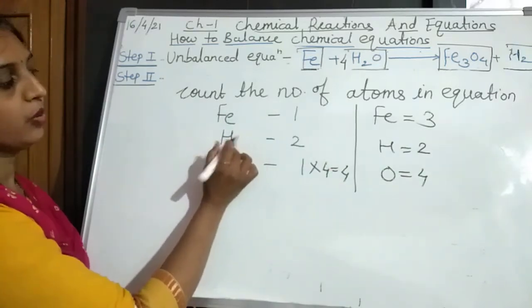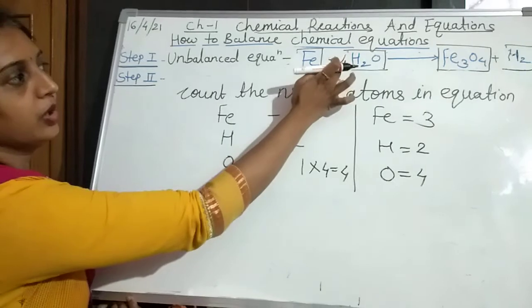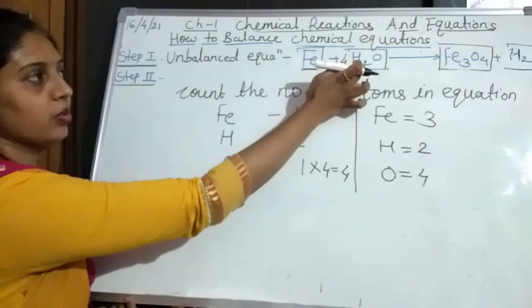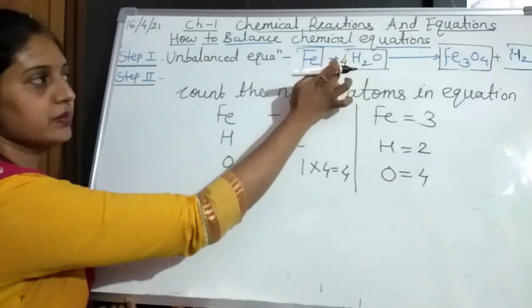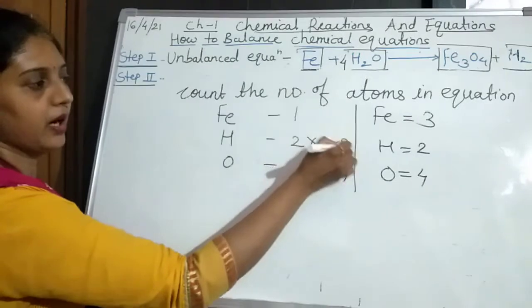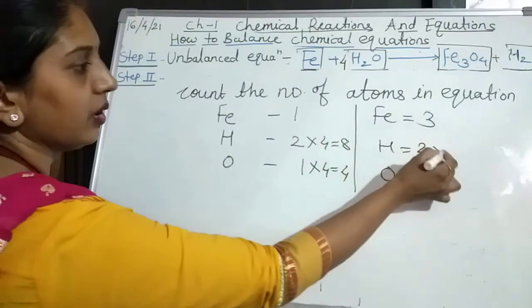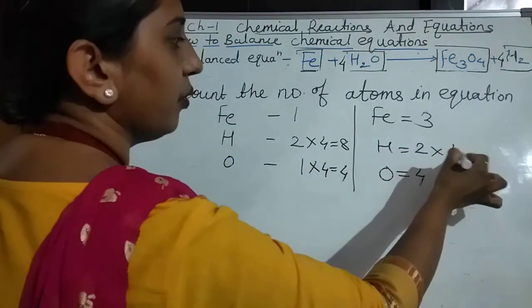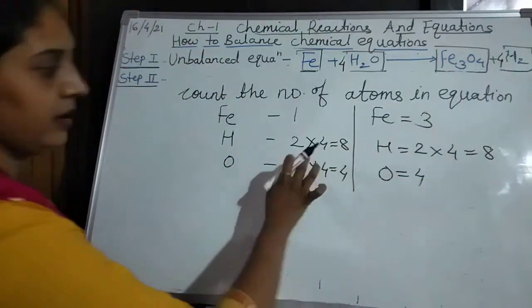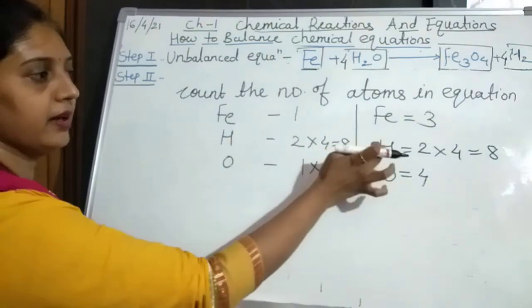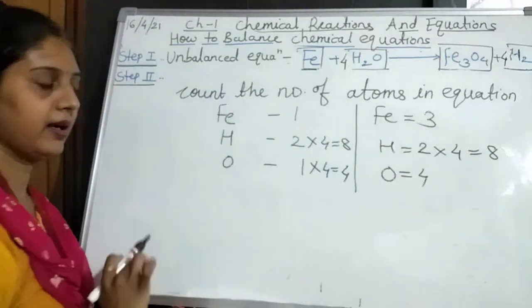Then we turn to the hydrogen. There are 2 hydrogen atoms, and the number 4 is there, so 4 times hydrogen, that is 2 into 4, that is 8 hydrogen atoms. So we have to write here also 4 hydrogen atoms, 2 into 4, that is also 8. 2 times 4, that is 8 hydrogen atoms on the left hand side and 8 hydrogen atoms on the right hand side.